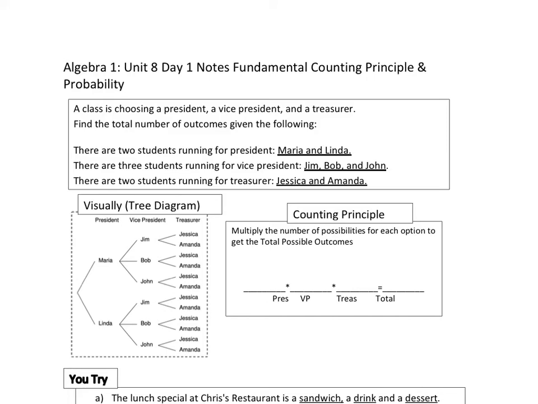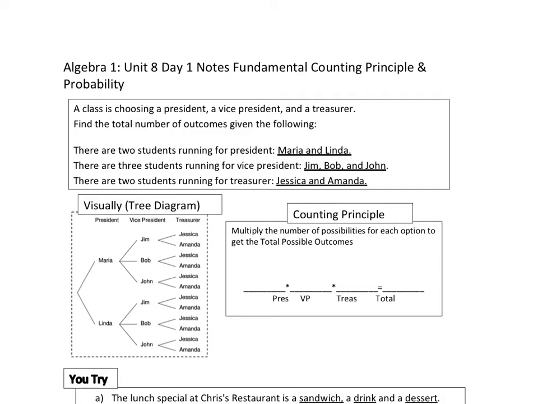Hey guys, so we're moving on to the next unit and the next set of notes. Unit 8 is all about probability and statistics. I'm going to teach you the first thing about probability, and that's the counting principle, okay?